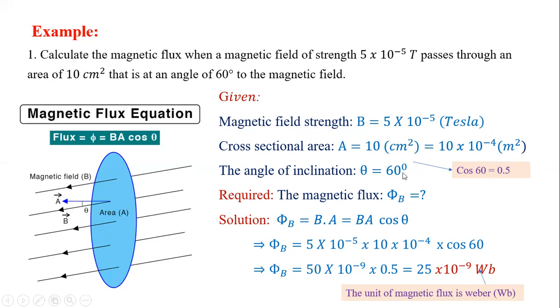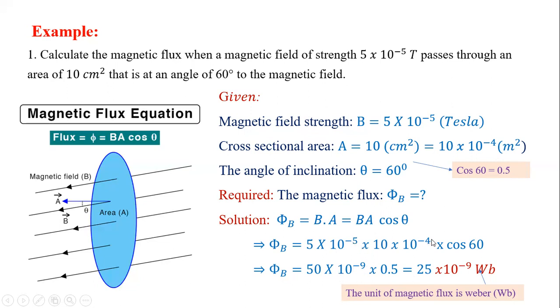5 times 10 to the power of minus 5 Tesla times 10 times 10 to the power of minus 4 meter square times cos 60. So cos 60 is 0.5. 10 to the power of minus 5 times 10 to the power of minus 4 will give us 10 to the power of minus 9.